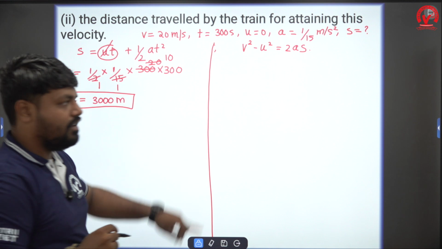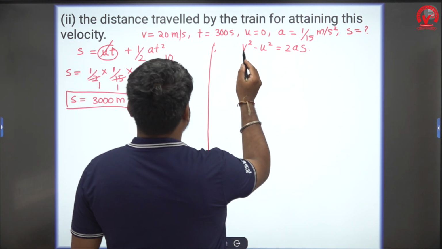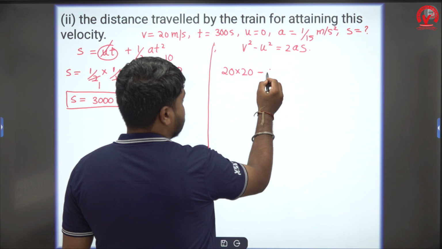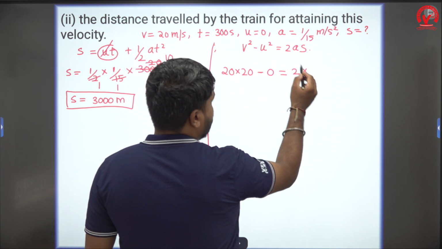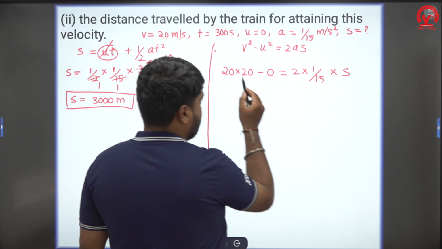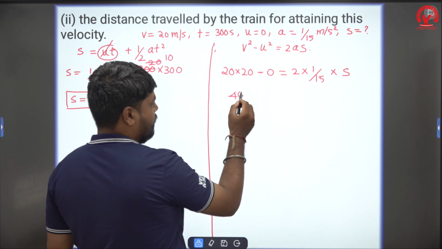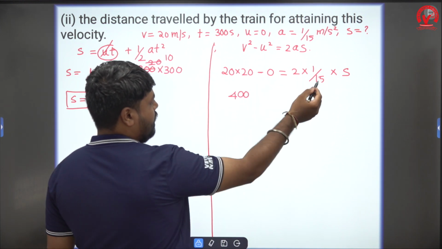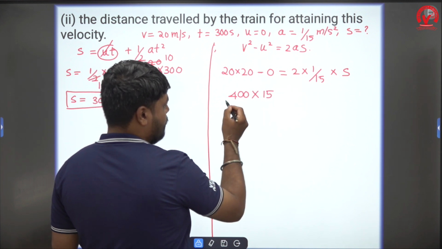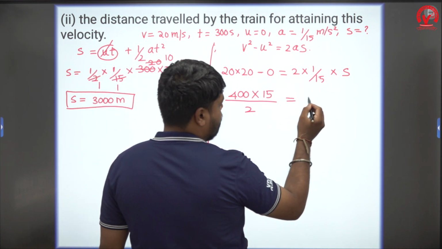Okay, the same way applies here also. What is v? Final velocity, 20. So 20 squared, that is 20 into 20, minus 0 is equal to 2 into a, and how much is a? 1 by 15. Yes, we have to find s here. So 20 into 20 is 400. 400 into 15 comes here, meaning multiply by 15, and the 2 comes here as a divisor.